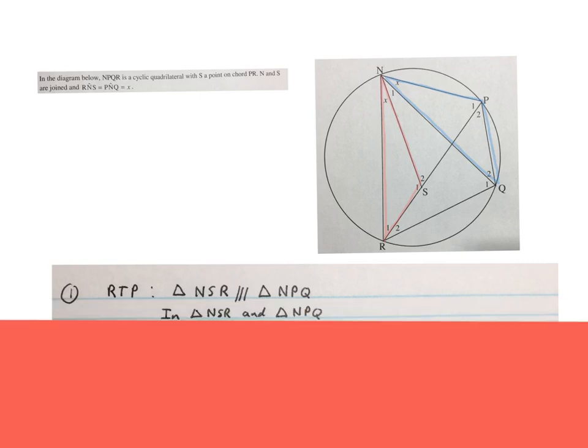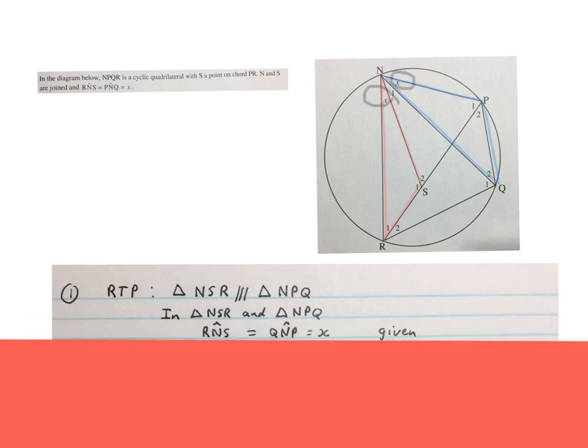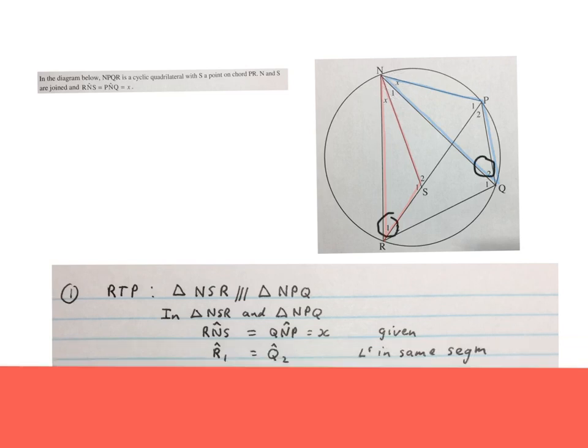We usually start by saying in triangle NSR that they mentioned and triangle NPQ that they mentioned. Then we write the angle RNS is equal to the angle QNP because they're both equal to X. That was given. So that angle over there is equal to that angle over there because they told us they are X big. Then we can write angle R1 is equal to angle Q2. Those two angles are equal.